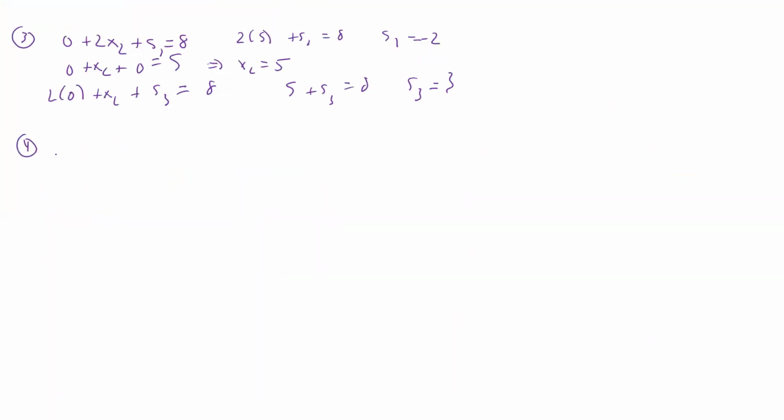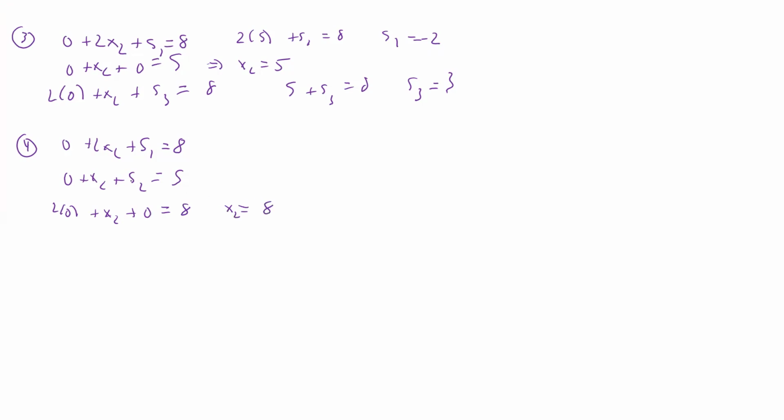All right, so now let's go down to the next one, 4. All right, so plugging in values again here. So we had 0 plus 2x2 plus s1 equals 8. We had a 0 plus x2 plus s2 equals 5. Then we had 2 times 0 plus x2 plus 0 equals 8. So this says x2 equals 8.